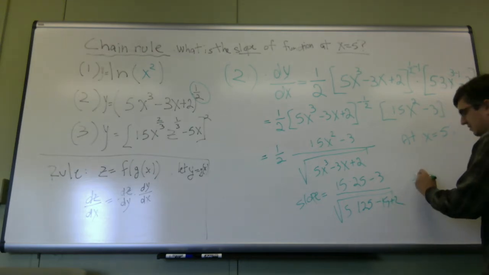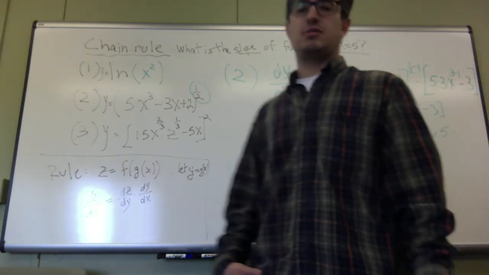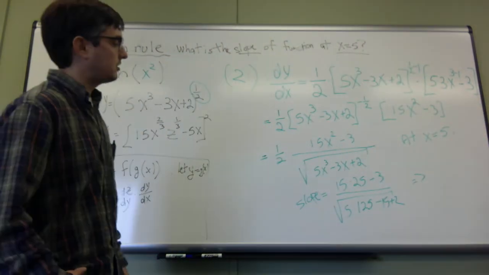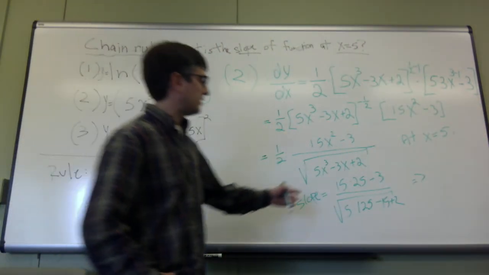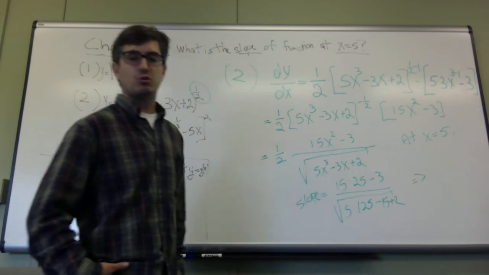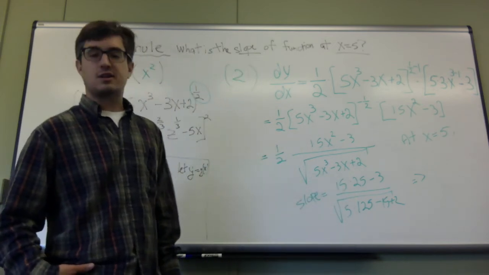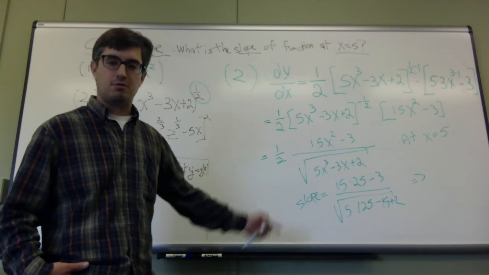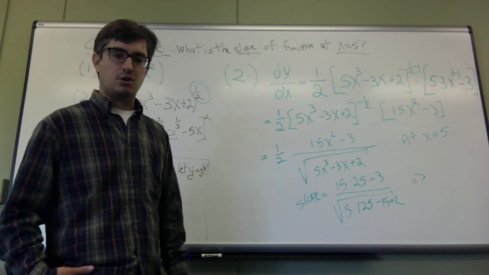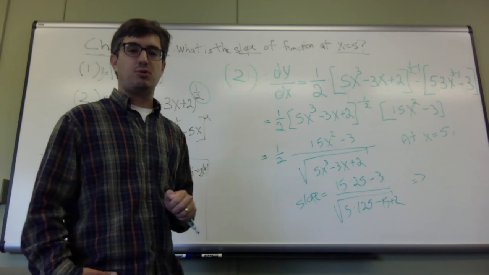And then I haven't solved it, but with a calculator, or just by hand, you can easily get a number divided by the square root of another number. Again, it's going to look ugly, but who cares, right? We got the right solution. Okay, so that's the second example of the chain rule.